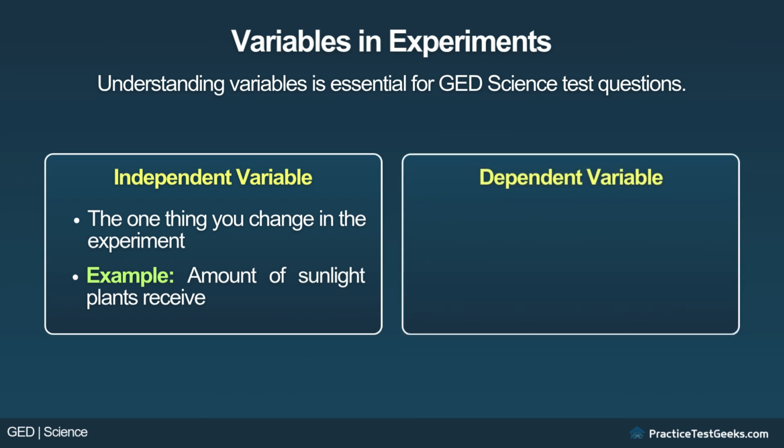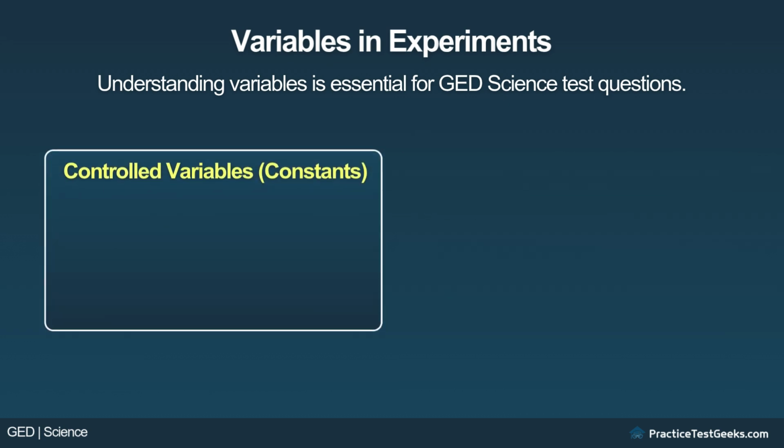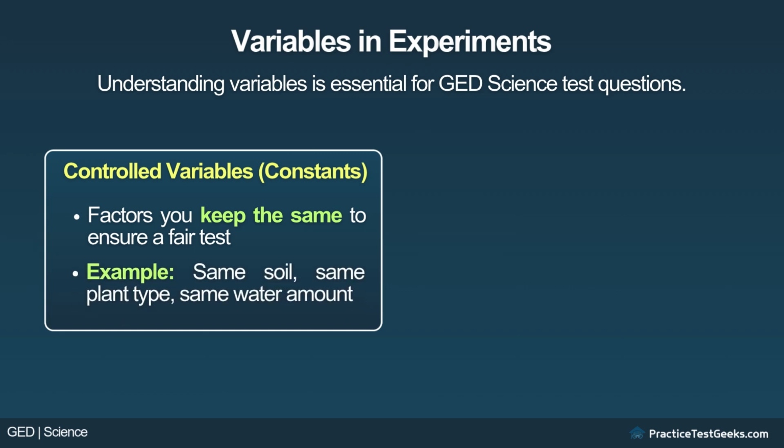Next is the dependent variable. This is what you measure or observe as a result of the change. For instance, how tall the plant grows. Then there are controlled variables, also called constants. These are the factors you keep the same throughout the experiment to make sure the test is fair. Example, using the same type of plant, same soil, and same amount of water.